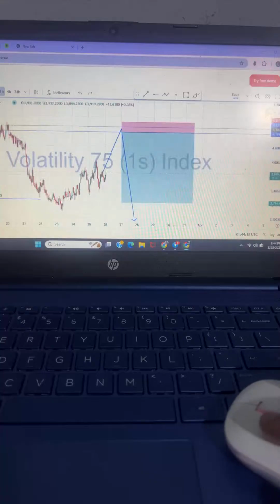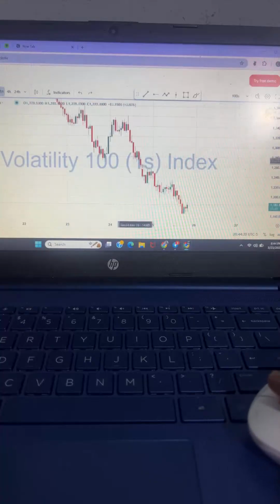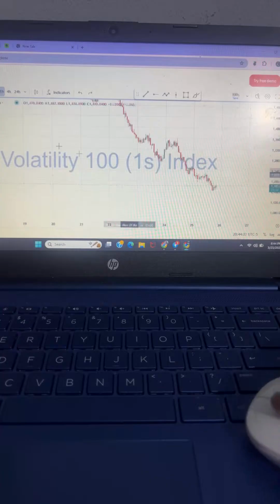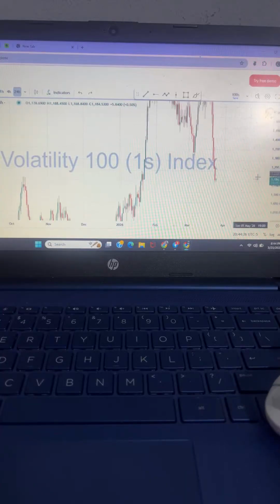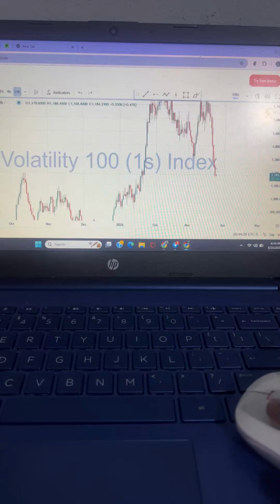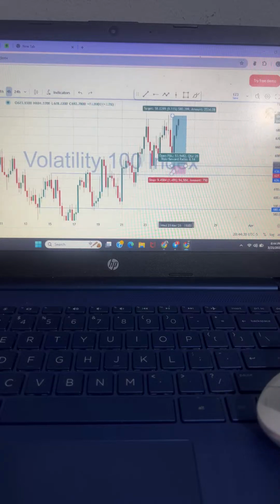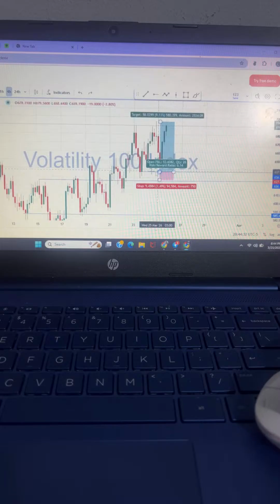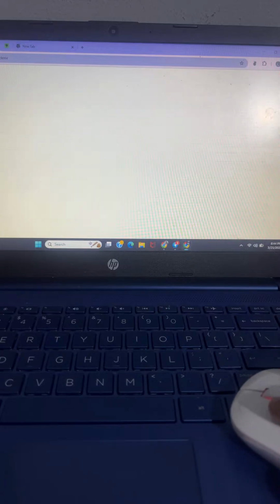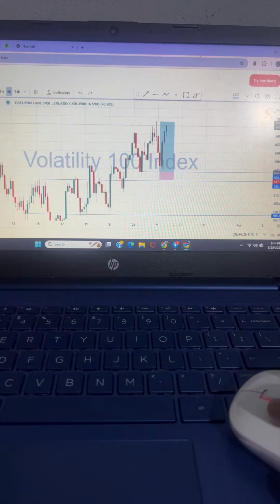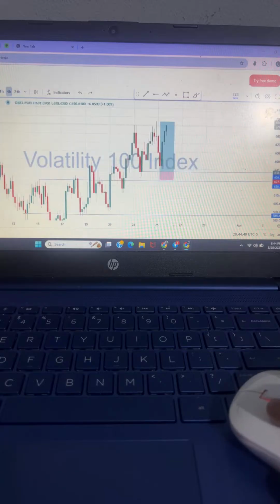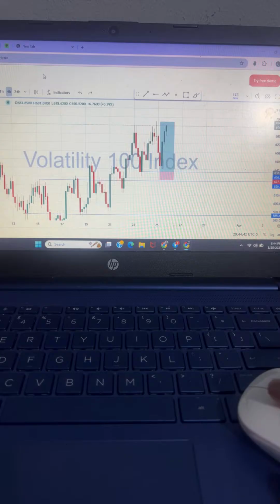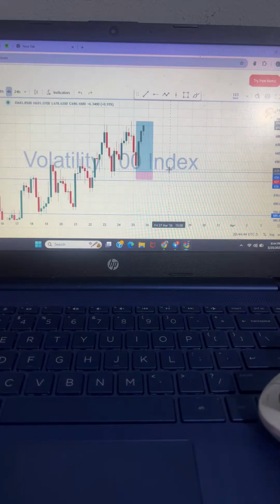Somebody asked me to explain the 75s, why I took that sell, and the 50s. So now we are going to explain the reason why I wanted to buy this 100s and what else. I haven't explained anything else. So which of these pairs do you guys want me to explain?